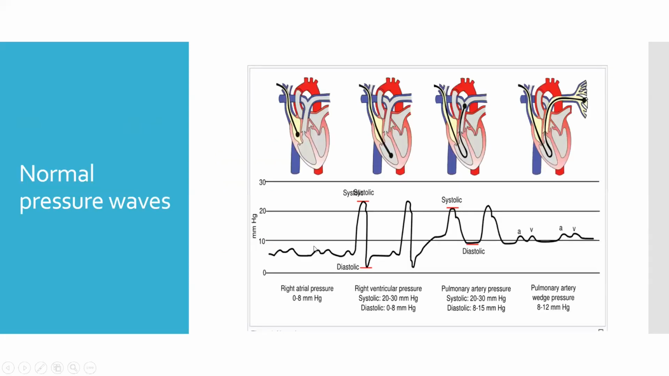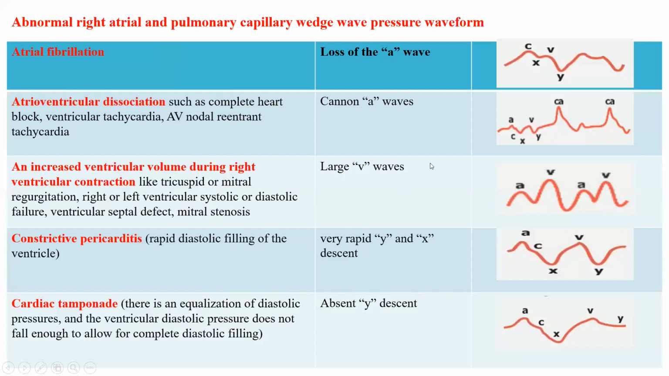As you can see here, this might be a better illustration. The A wave for atrial systole, this the X descent, and the C wave for tricuspid valve closure, the V wave and the Y descent. V wave is for atrial filling, and Y descent is for atrial emptying. And these are abnormal waveforms that can be observed in some disease states.